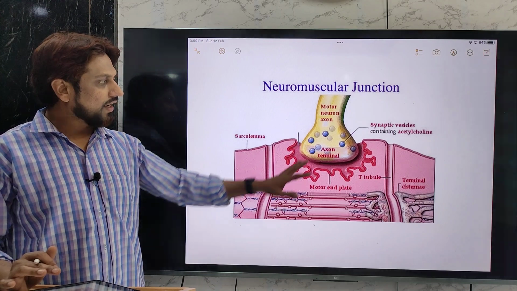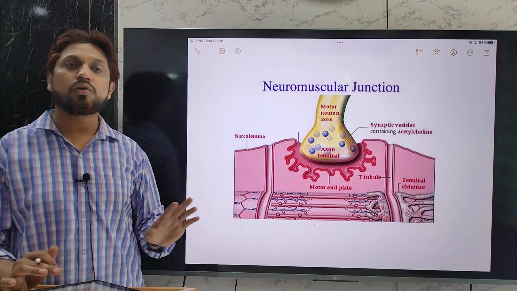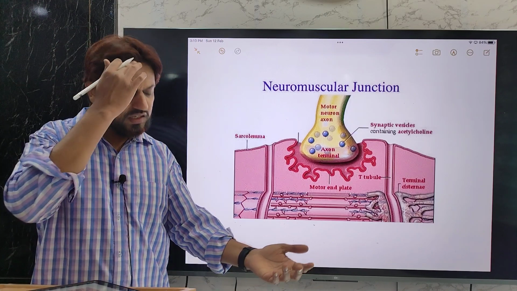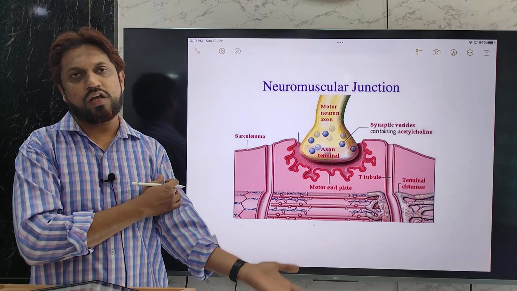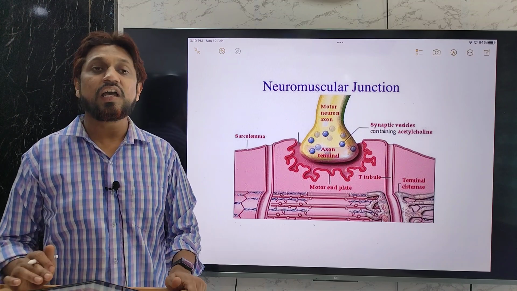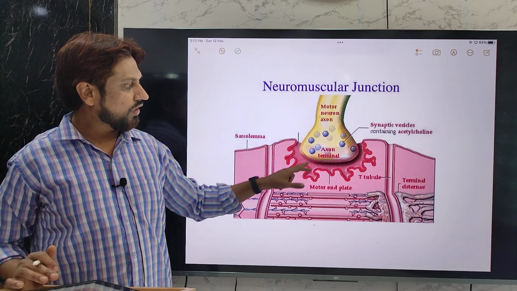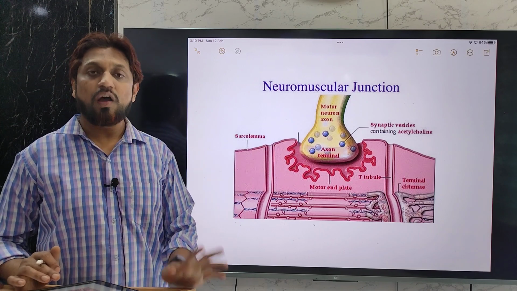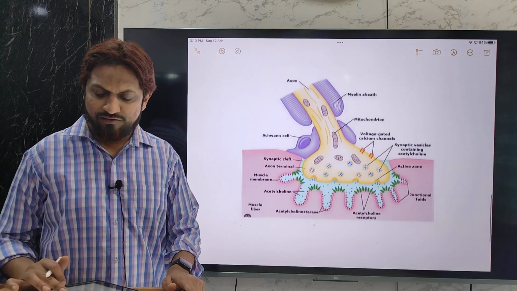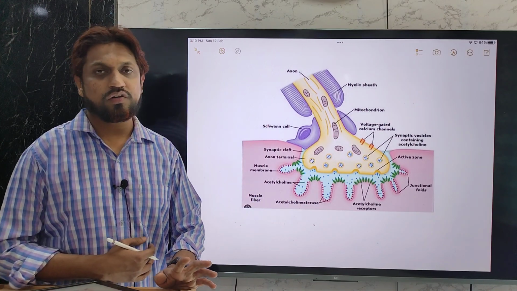So how exactly is this electrical event converted into a chemical event, and this chemical event converted into one more electrical event, that is, the signal from the nerve goes to the muscle? There are so many events, so please give your kind concentration to how exactly the action potential of the nerve is converted to the action potential of the muscle. Before that, we'll have an idea about the structure of the neuromuscular junction, how it looks.